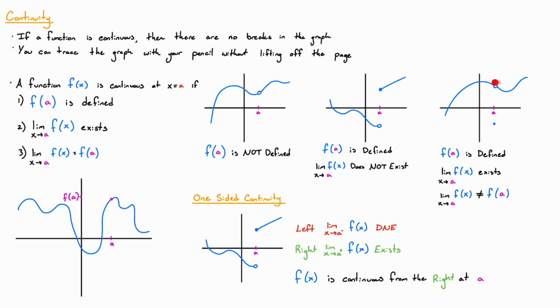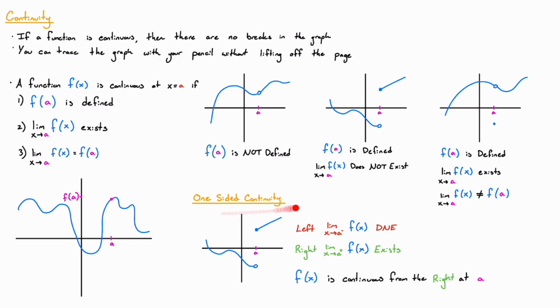There's no way that I can draw this whole graph without lifting up my pencil because I have to make this discontinuity here. Back to our first graph, we can see that this is continuous at a and the entire graph because f of a does exist at this point. The limit exists. I can trace from the left and the right-hand side, and they equal this point here. And so our graph is continuous at this point because all three of these rules are true.